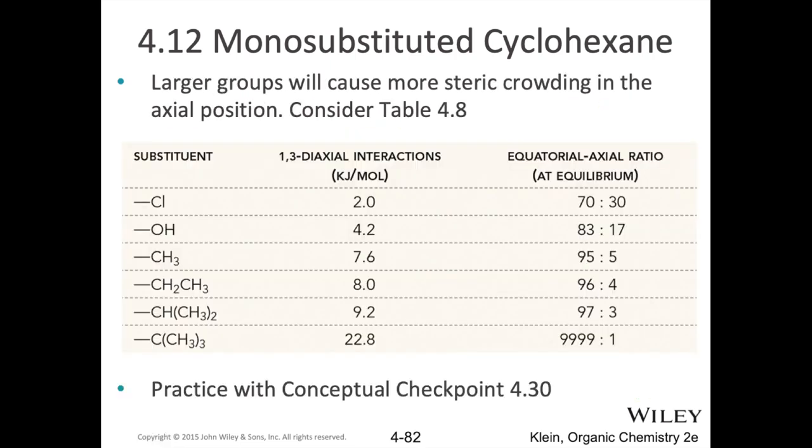And of course, the larger the group, the bulkier the group, the more that overlap is going to destabilize your system. You can see here as we get larger and larger groups, like chlorine, which is a pretty large atom, but as we start getting to really bulky groups like this tert-butyl group, which is much much bigger than just a single atom, you can see how there's a huge favoring for the equatorial positioning of that tert-butyl group.